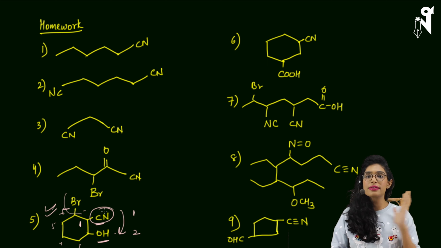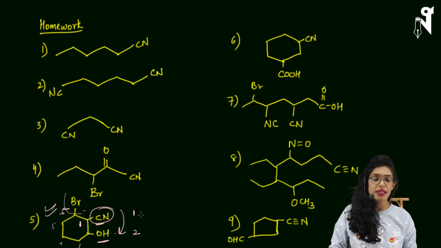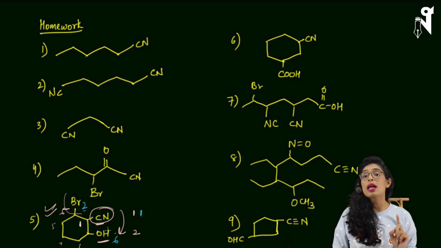So my Br gets 6th position and my OH gets a 2nd position. And the other way is that I number it in such a way that my CN gets 1st position, Br gets 2nd position, and OH gets 6th position. Which one would I prefer? Now here you have to understand one thing.